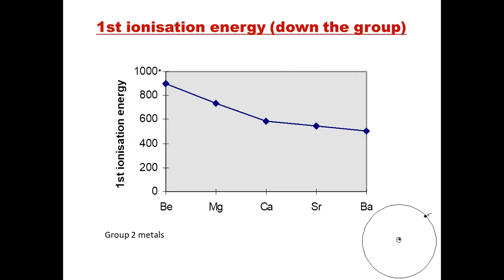So you can see what the trend is. Exam question: describe the first ionization energy trend down the group. How would you describe this trend? You can see that the ionization energies decrease down the group. Why do you think this happens? What's the reason? Okay, you thought that through.